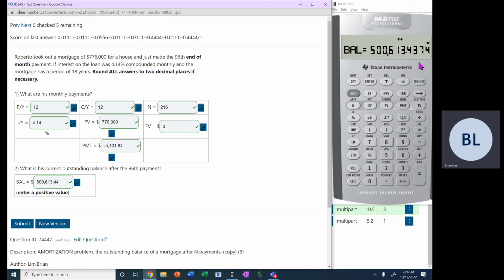Now, I mentioned to you that if you are afraid of rounding or concerned about it, you could always put in more decimal places. As I will show you, if you had put in 4374 instead of 0.44 and submitted it, your answer would also be marked correct.